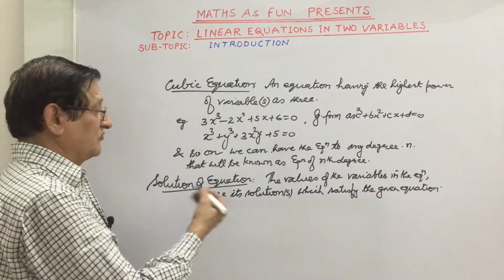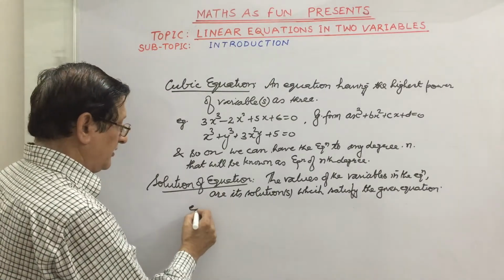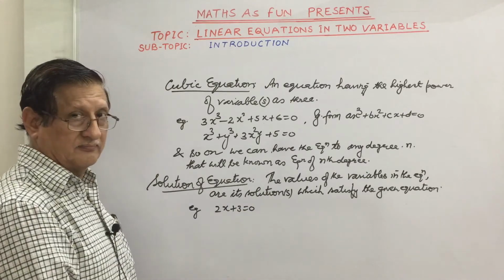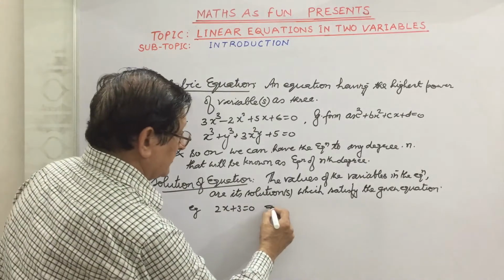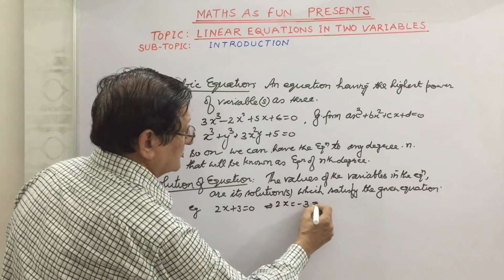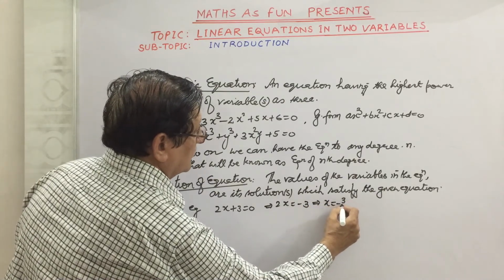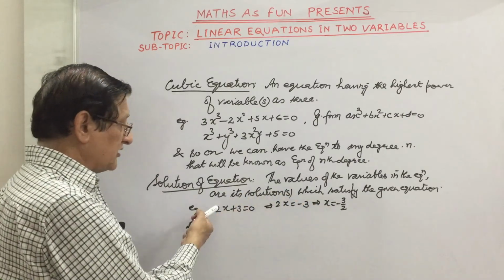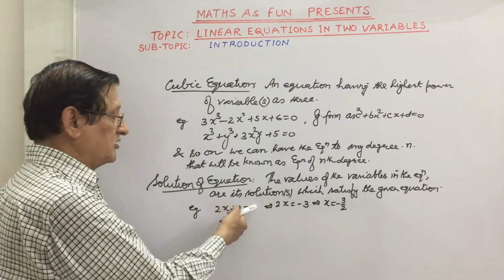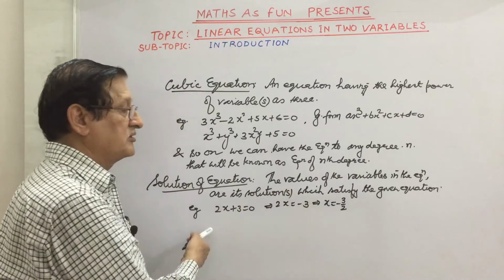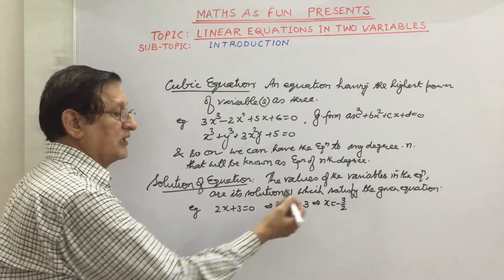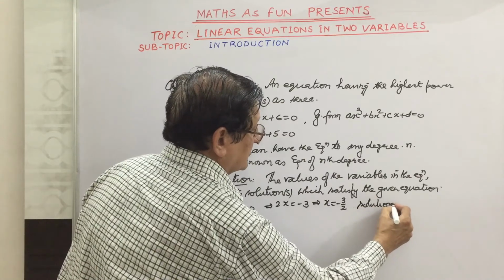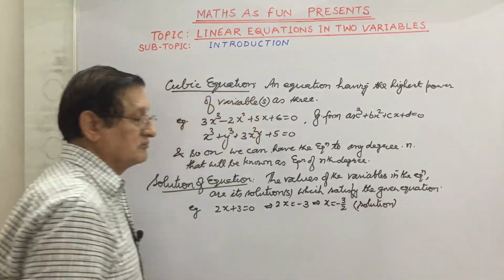For example, suppose we have a linear equation in one variable, 2x plus 3 equal to 0. We can see 2x is equal to minus 3, or we can say x is equal to minus 3 by 2. If we substitute x is equal to minus 3 by 2 in this, it will be minus 3 plus 3 equal to 0. This satisfies the equation. So we say that x is equal to minus 3 by 2 is the solution of the equation. That is known as the solution.